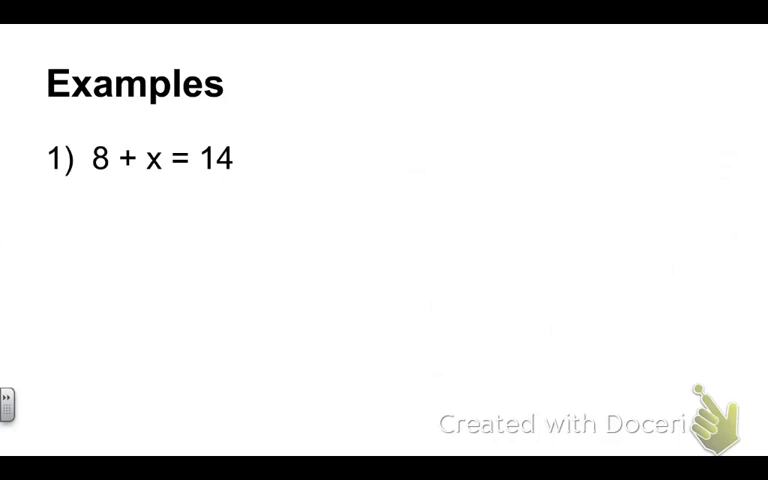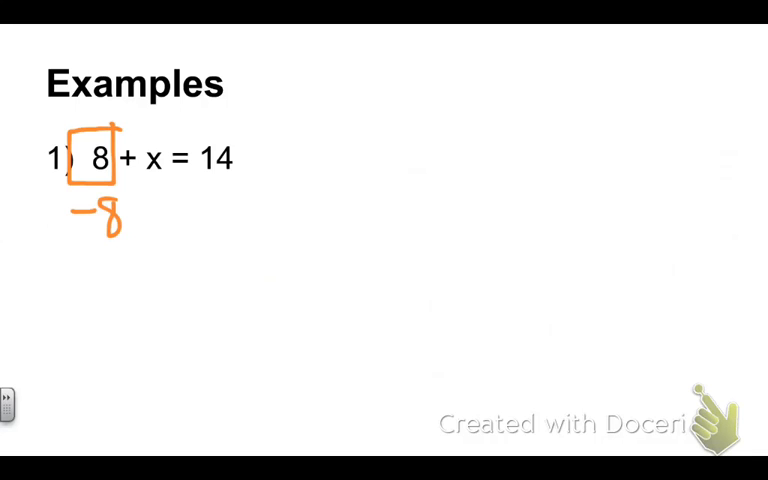So, for example, if we have 8 plus x equals 14. The first thing that we need to do is get that variable by itself. To get the variable by itself, we need to get rid of this 8. All right? So this 8 is being added to x, so we need to either add or subtract it. The 8 is positive, so we need to do the opposite. We need to undo a positive 8. We need to make it nothing, all right? Make it 0. So the opposite of positive 8 is negative 8.